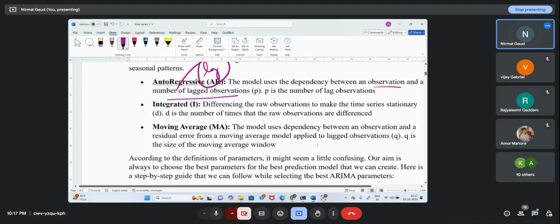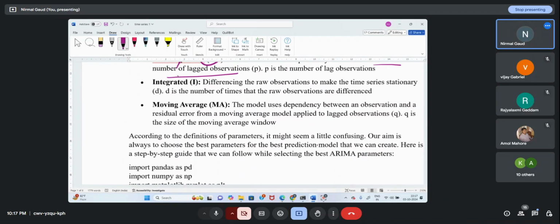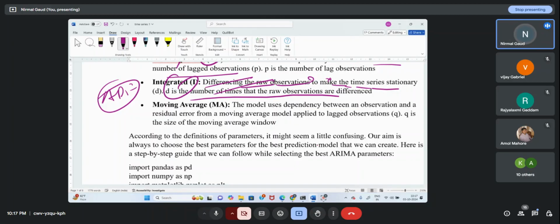Okay, so we find the difference also, differencing the raw observation to make the time series stationary. You apply the ADF test. If you fail the test, then you have to find the difference, then again apply the ADF test. If you again fail, again do the difference. This will be seen in the projects, and obviously moving average.